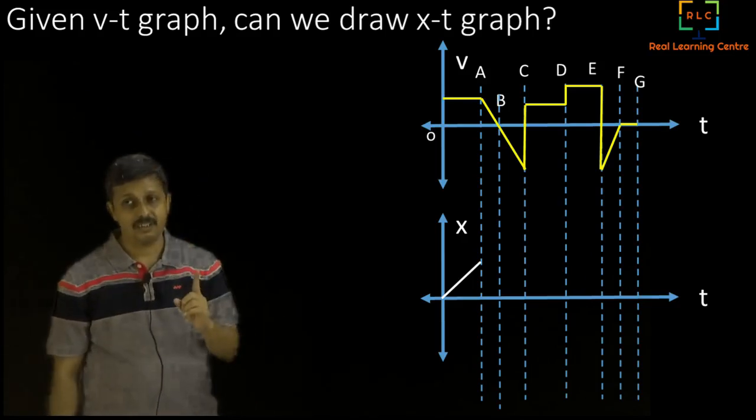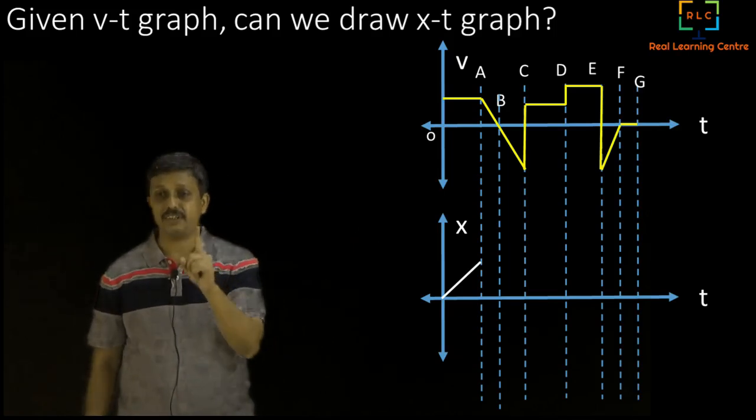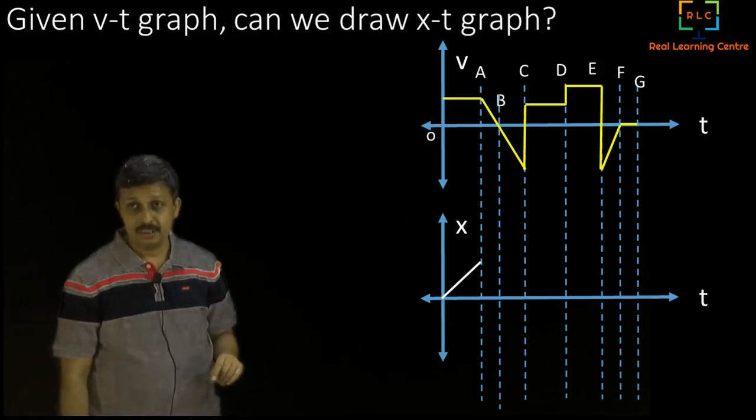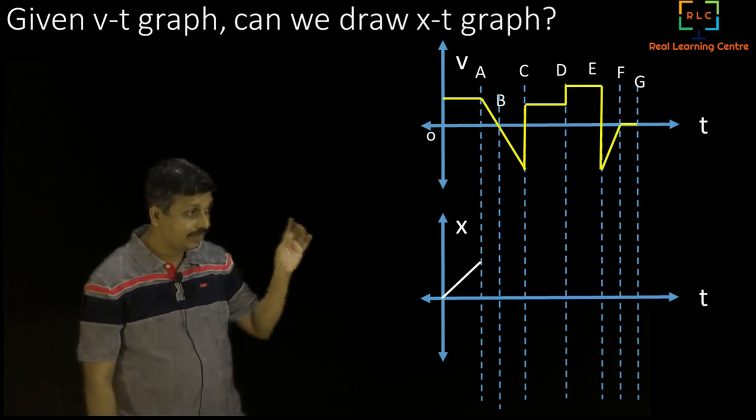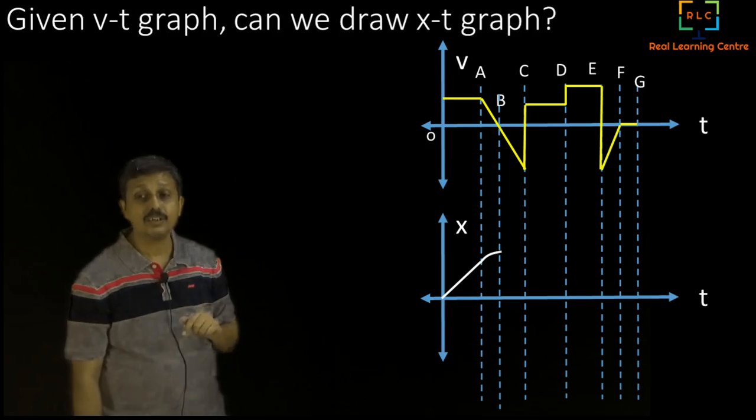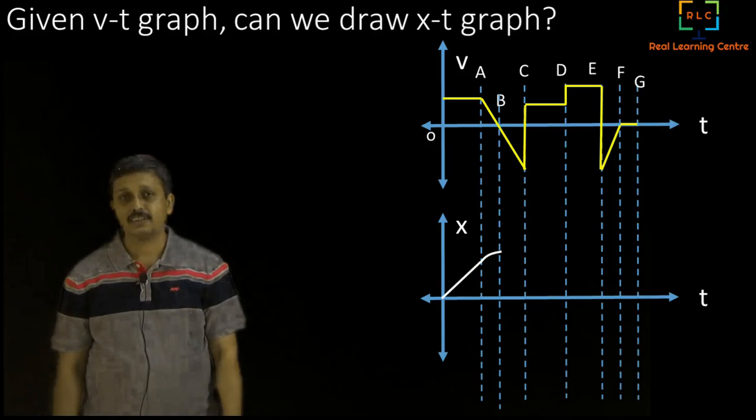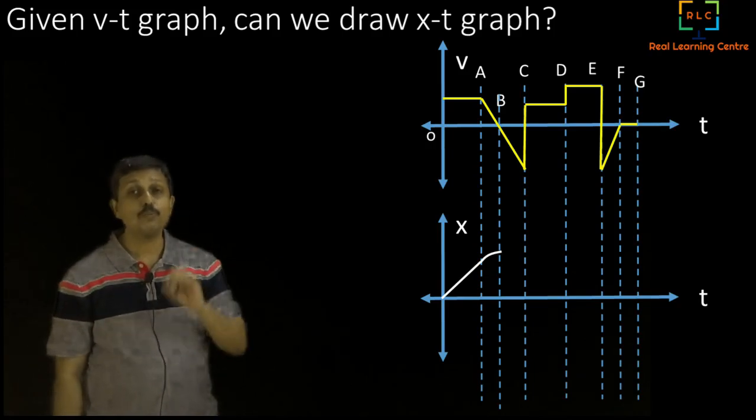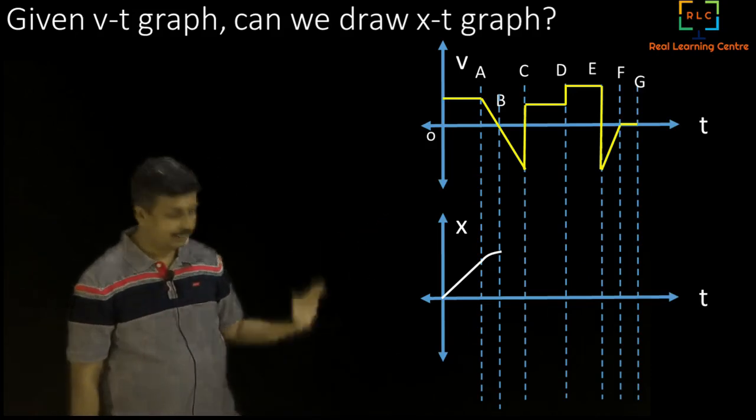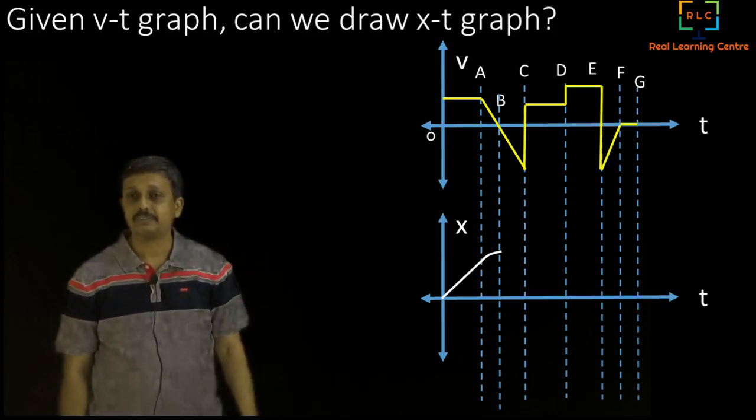From A to B, velocity is positive but decreasing. Just imagine some velocity is already there at point A, and from there the velocity is decreasing. That means the slope has to be decreasing. So how does it happen? It bends like this, that is, the slope is decreasing. At point B, what happens? The slope is 0. You can see very clearly at point B the curve has almost become horizontal, with zero slope.